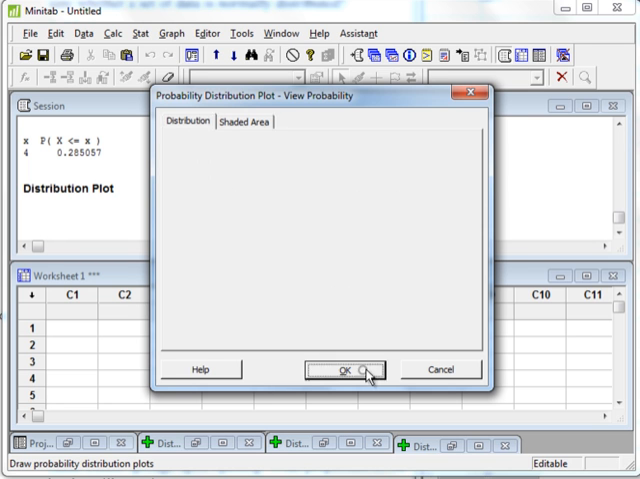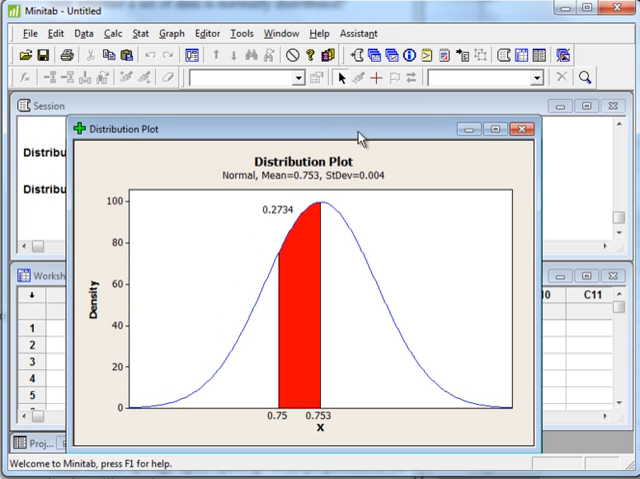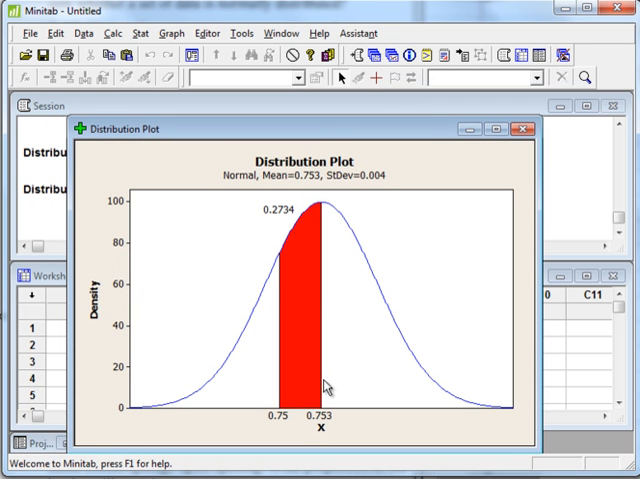And I'll click OK. And there we have it. The probability that a ball bearing has a diameter between the target and the mean is 0.2734. And that's how I compute that probability. Okay, let's go to the next question.